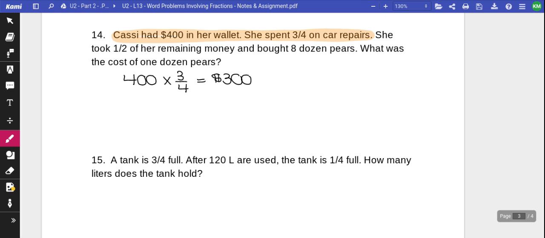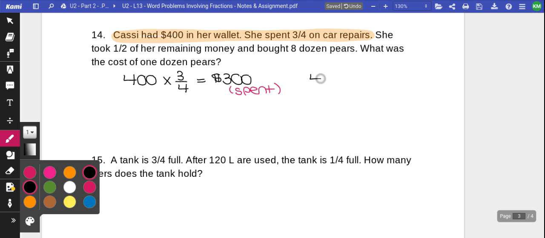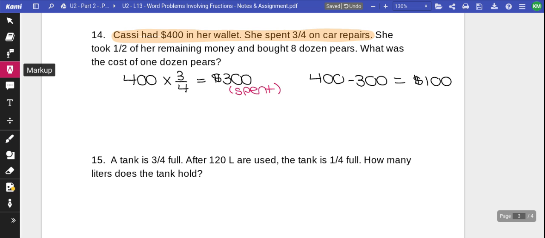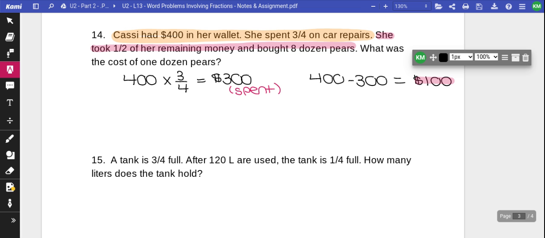But I want to know what she has left. How did you get the 100? I subtracted 300 from 400. Good. So the 400, take away the 300, equals 100 left. So then she went out. She took half of the money to buy the pears. Would you agree I need to somehow figure out what half of 100 is? 50.